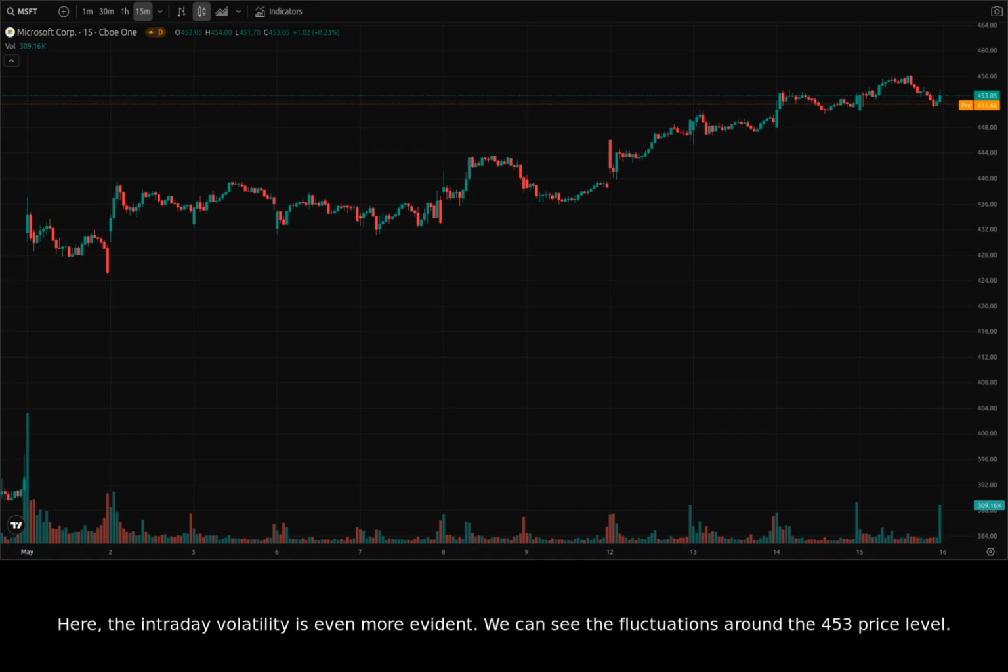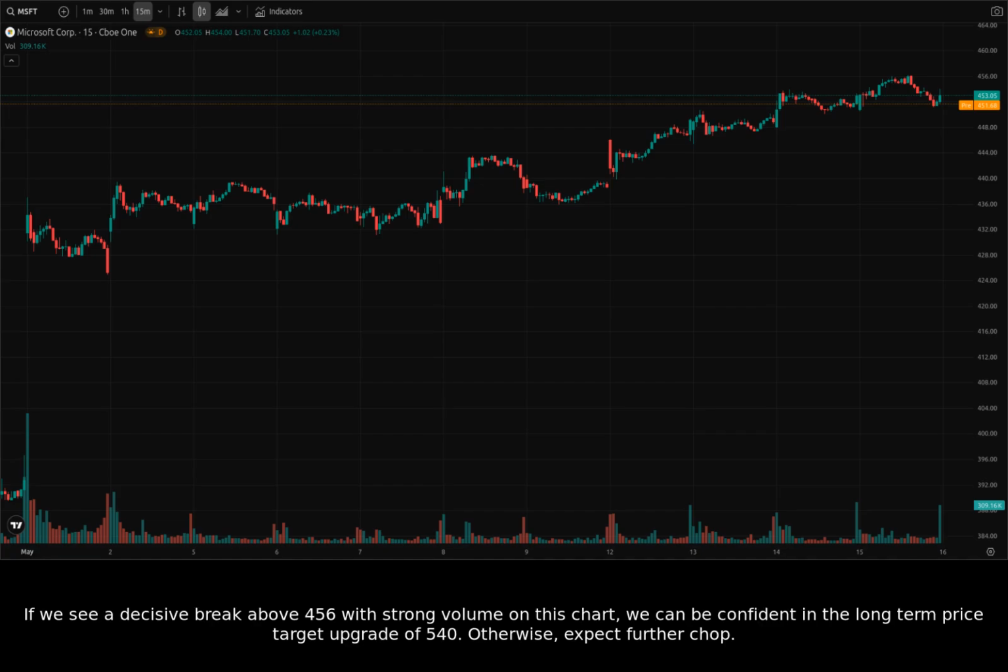Here, the intraday volatility is even more evident. We can see the fluctuations around the 453 price level. Keep an eye on immediate support around 450 and resistance near 456. This volatility reflects the uncertainty in the market right now.